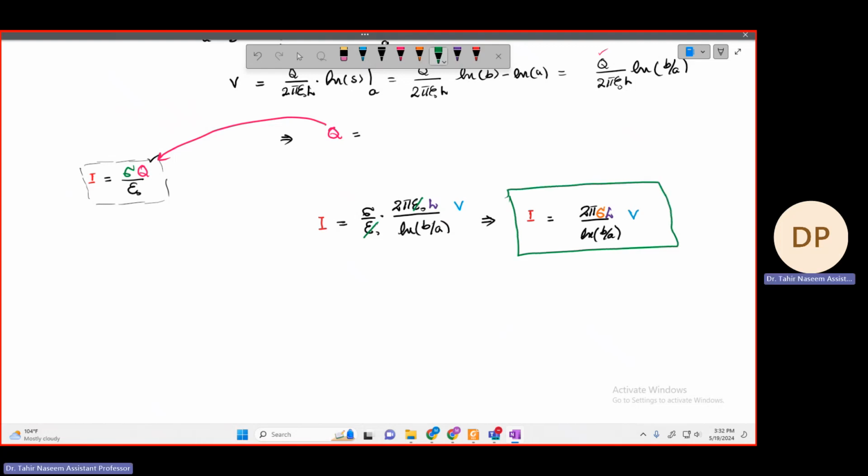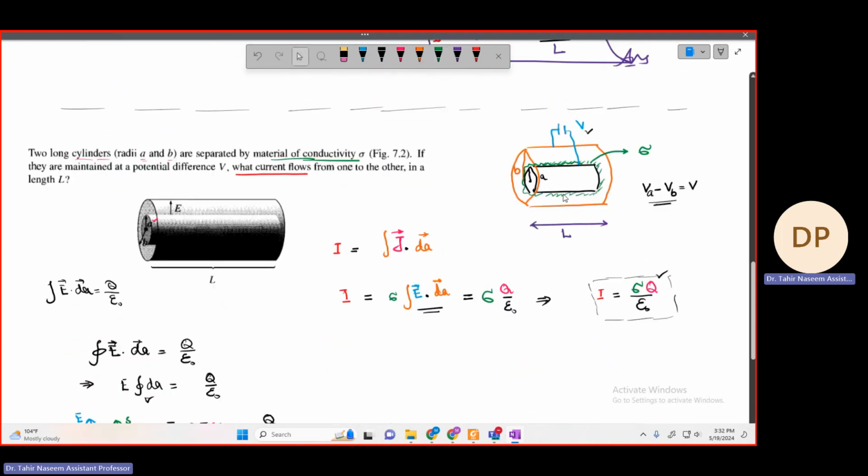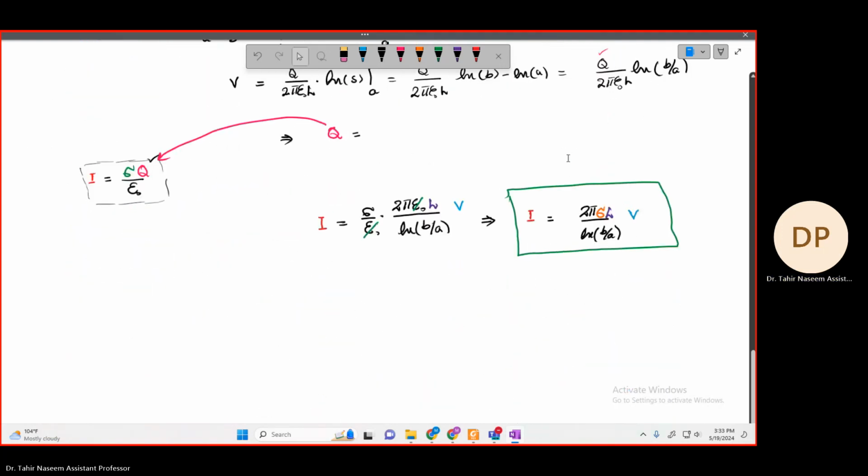Now, if somebody asks, what is the resistance between these two conductors? Conductivity is given, sigma, right? What will the resistance be? Now, according to Ohm's law, V is equal to IR, right? V is this, and this is I, which means whatever we have written here is 1 over R.